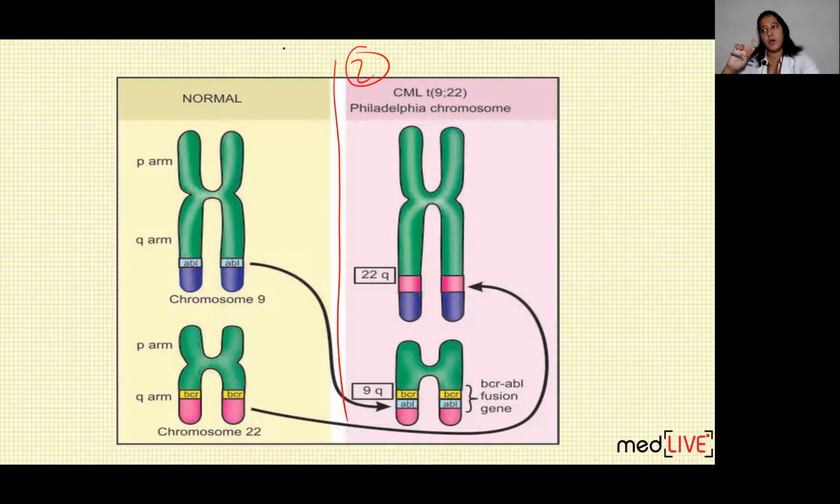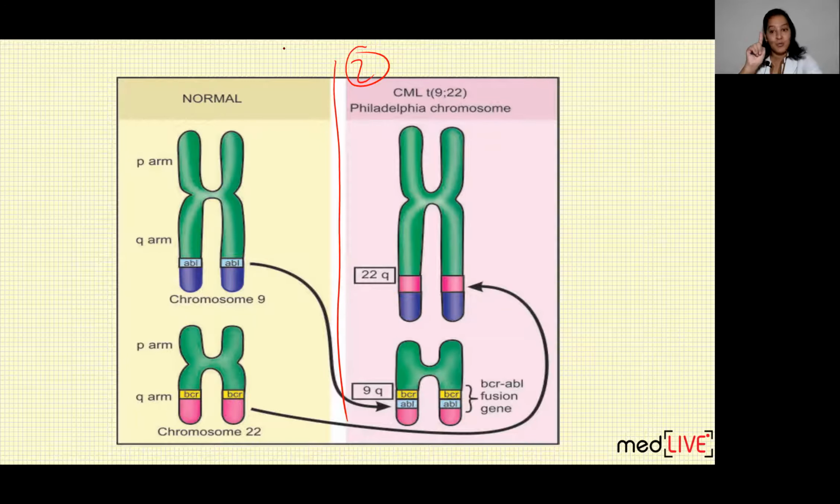Now a part of both chromosomes is exchanged in between. A part of chromosome 9 is given to 22, and in exchange of it, a part of chromosome 22 will be given back to chromosome 9. So an exchange of genes is occurring between the two chromosomes in this mutation. This is known as translocation. Translocation is exchange of genes between two chromosomes.